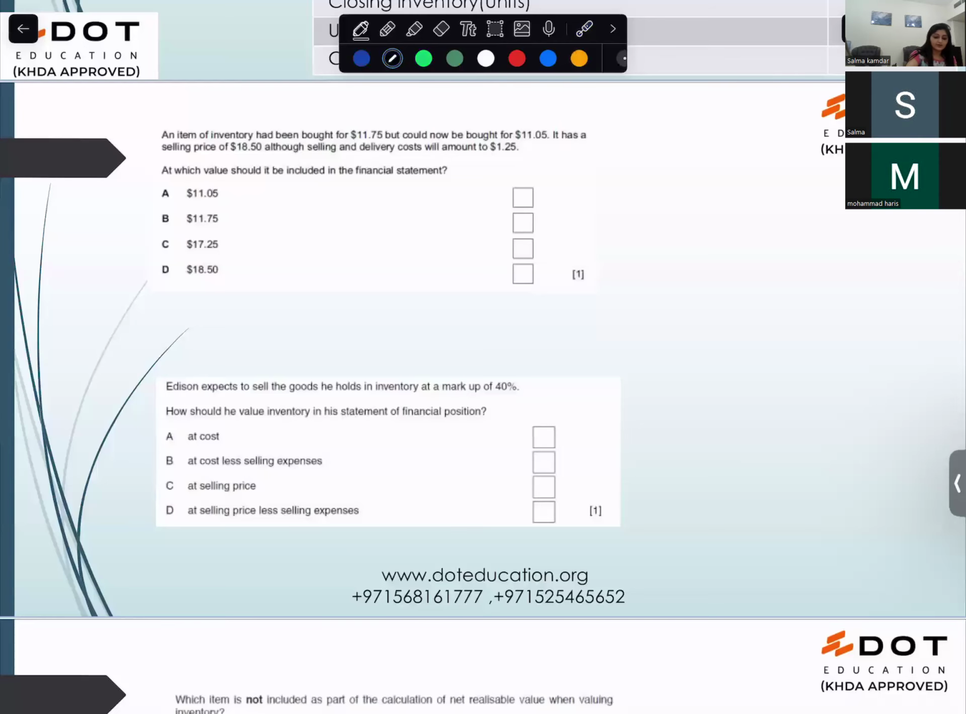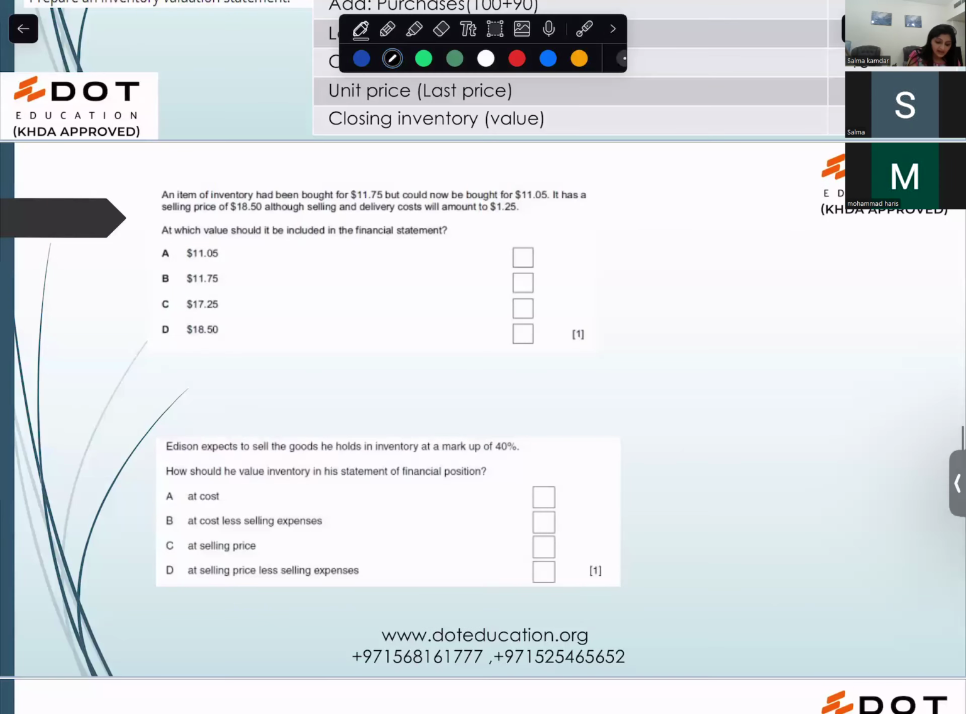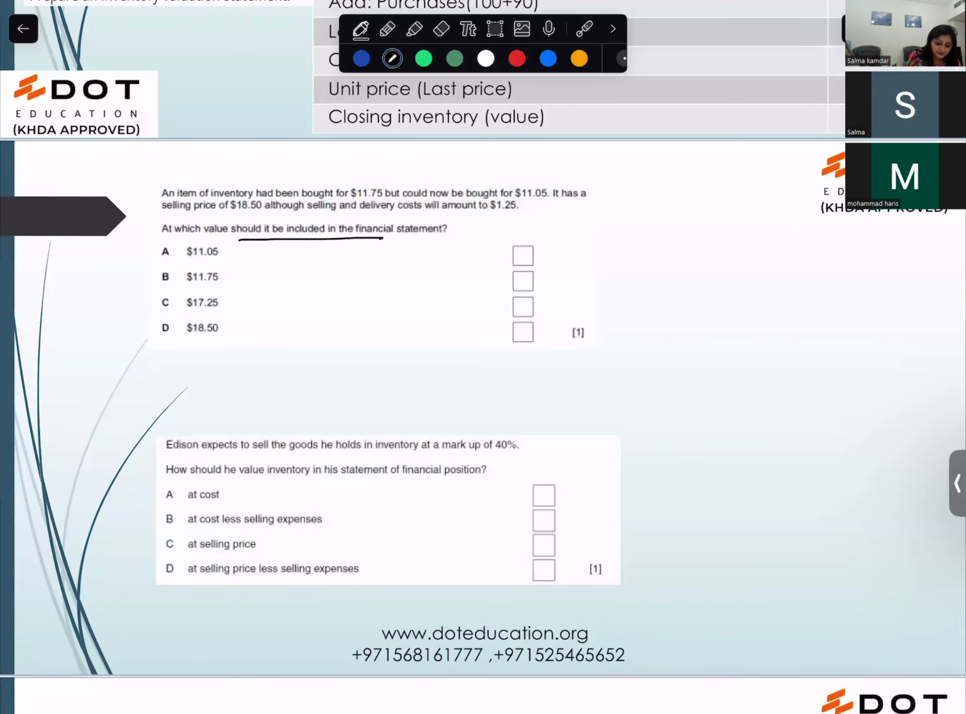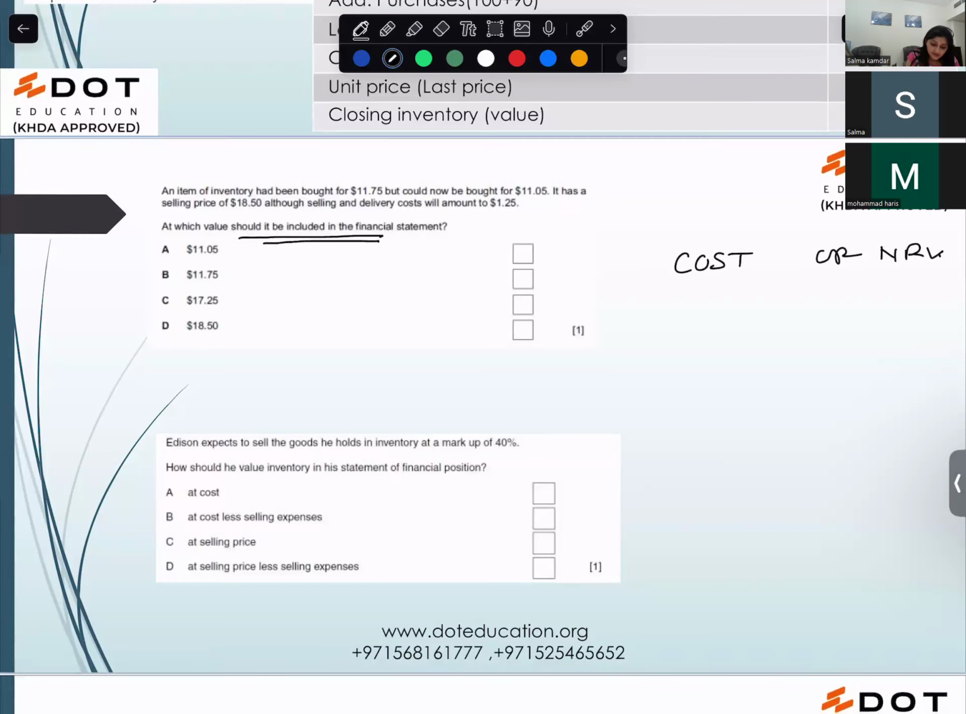We're doing MCQ on inventory valuation. Cost is how much? No, sorry, it's NRV. 11.75. 11.75 is the cost. Now, I can purchase for 11.05 has no relevance. It is selling price of how much?